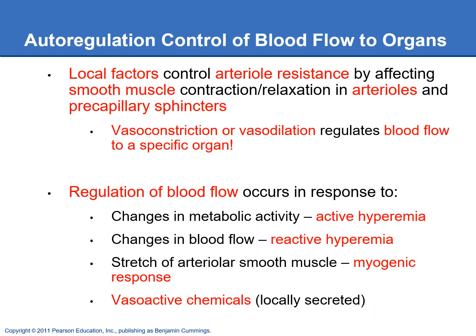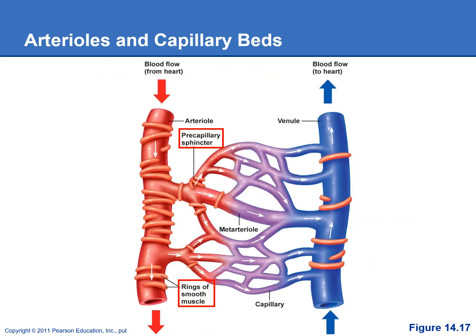So let's take a look at autoregulation first and how it controls blood flow to the organs. So the smooth muscle around the arterioles and those precapillary sphincters, they're going to contract and relax based on local factors. So they'll control the blood flow to the organ that way. There's 4 different responses that we're going to take a look at: active hyperemia, reactive hyperemia, the myogenic response, and some vasoactive chemicals. So these are all going to be acting locally and will affect the arterial smooth muscle and the precapillary sphincters, and that'll control the blood flow to the organ through the capillary beds.